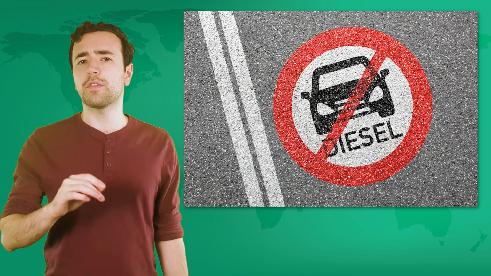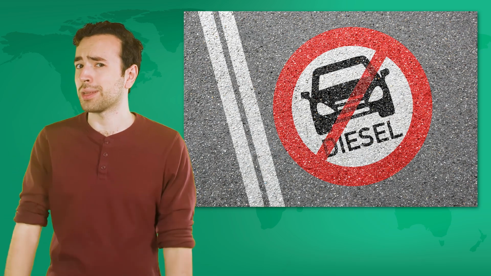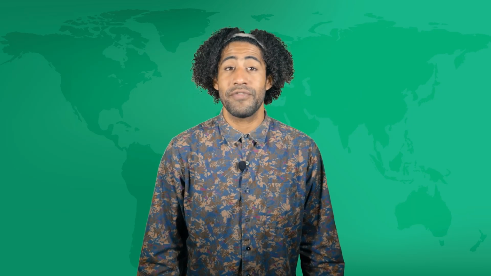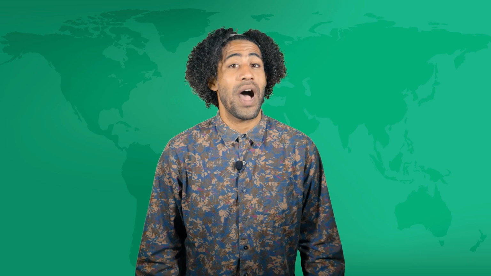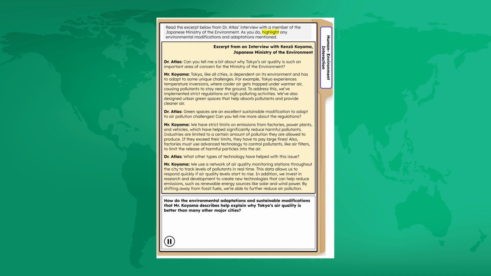It seems like the government is taking action against air pollution, which is clearly improving air quality here. Definitely. But there's more. I recently interviewed a member of the Japanese Ministry of the Environment. I think this interview will give us more insight into why Tokyo's air quality seems a bit better than we expected. Look over the interview transcript in your lesson guide to evaluate some sustainable initiatives that have been implemented here recently.